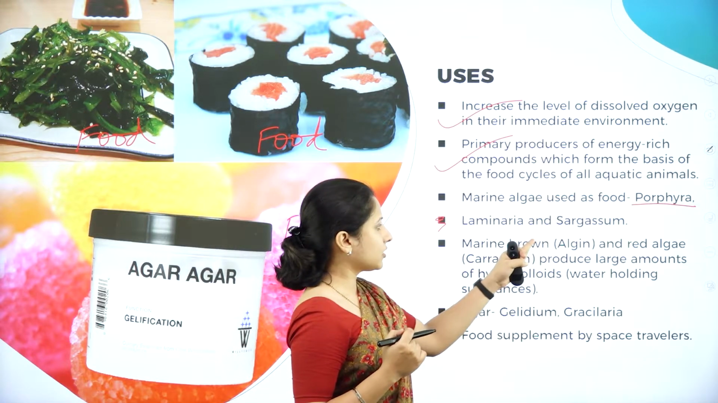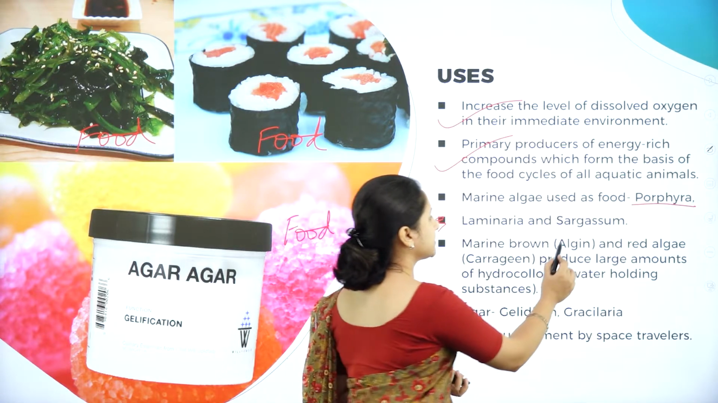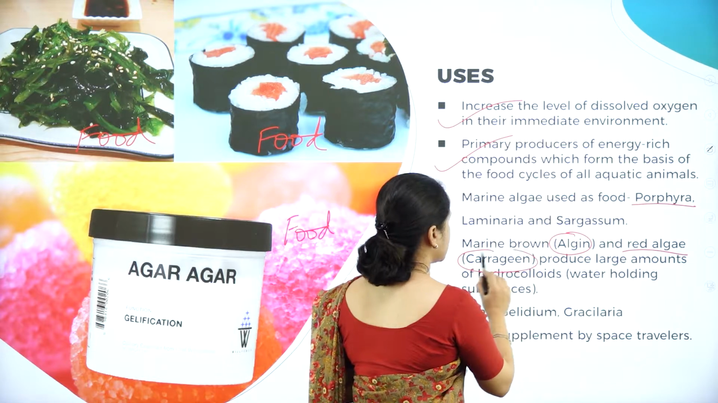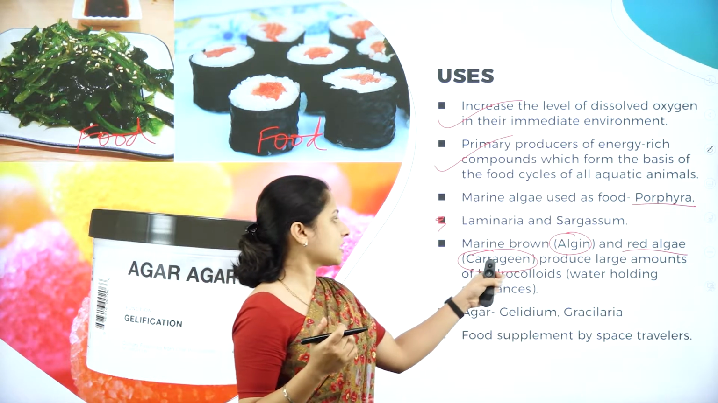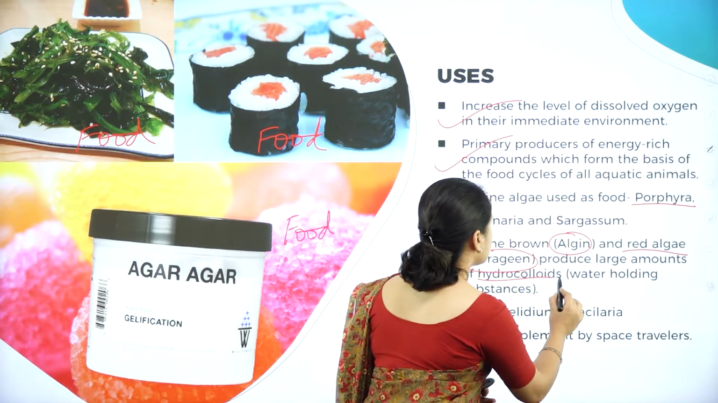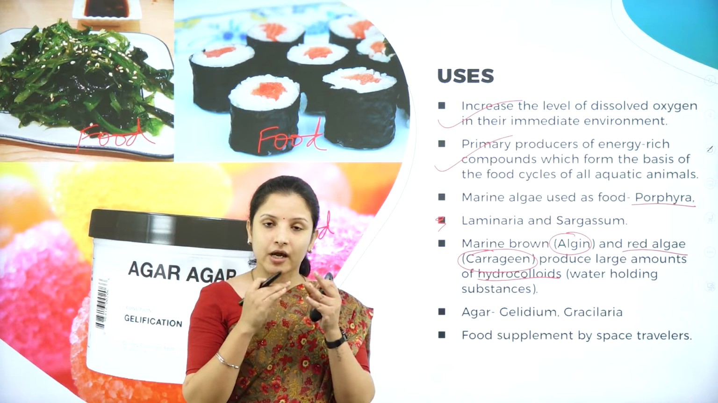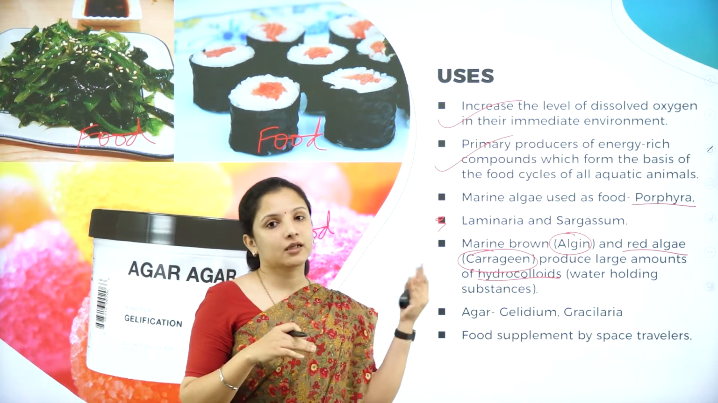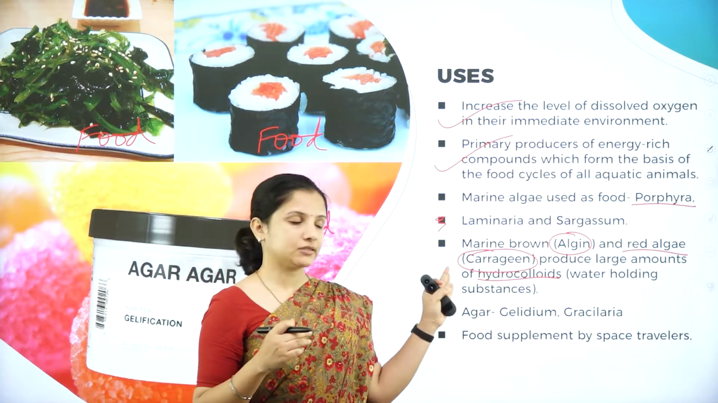And there is one more, marine brown algae, which is called algin, and marine red algae, which is called carrageen. These actually produce some compounds called hydrocolloids. Hydrocolloids are nothing but water-holding substances. So these hydrocolloids have the capability to hold water. Therefore, they can be commercially used for different purposes in industries.